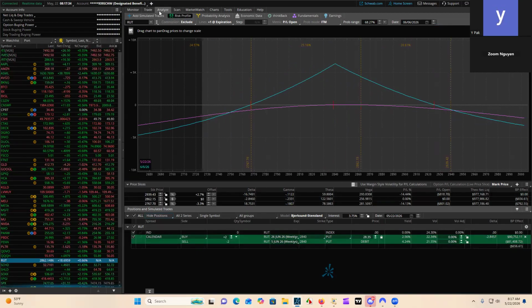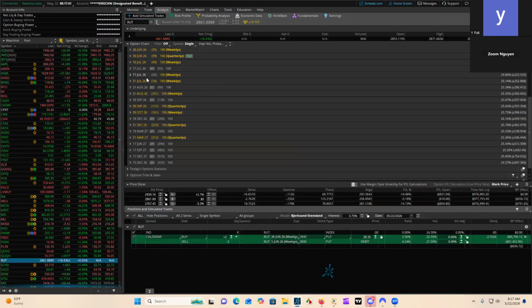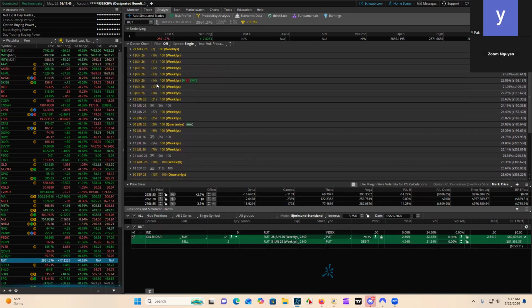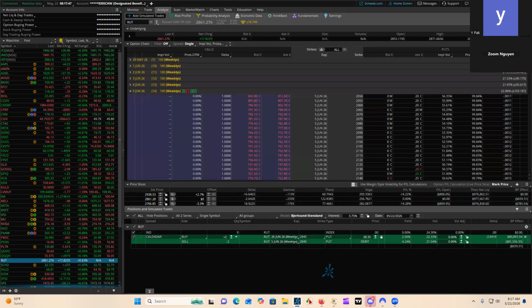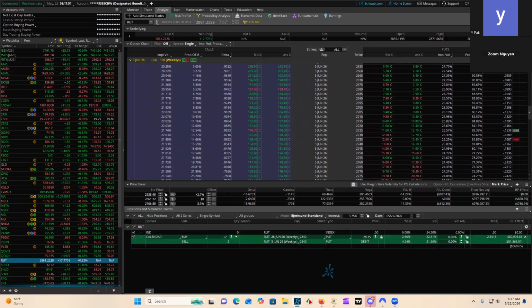And then the other part of the trade, you want to go to add simulated trades again, and go to the front cycle, which was the 14-day. Scroll up here. And then you want to go to the 14 delta this time, which is this one, 14. I would go, this is closest, 13.98, 14. Okay. Then you want to sell a put credit spread.